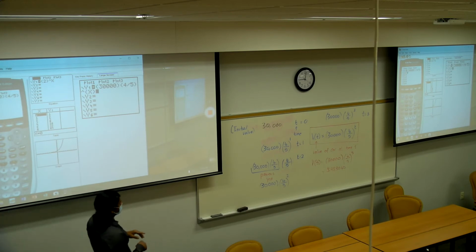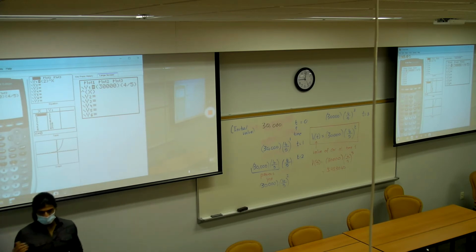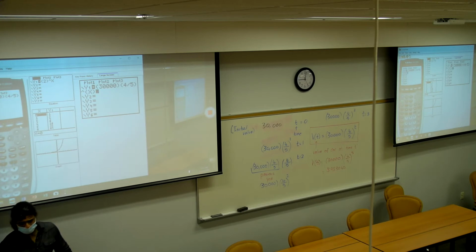$30,000 multiplied by 4/5 raised to x. So if you hit graph, you see nothing. Why? Because our max value is set to 10. So we've got to adjust the minimum and the maximum value.